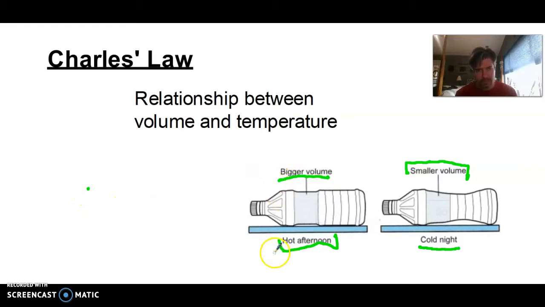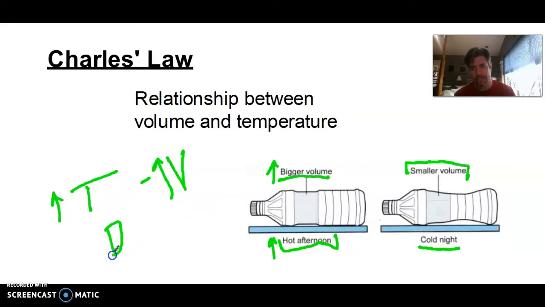So you can see this relationship here would be direct. As the temperature goes up, hot, the volume goes up, okay? So as the temperature rises, right, the volume rises, okay? And this would be a direct relationship. One goes up, the other goes up, okay?